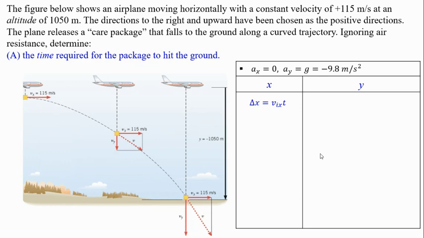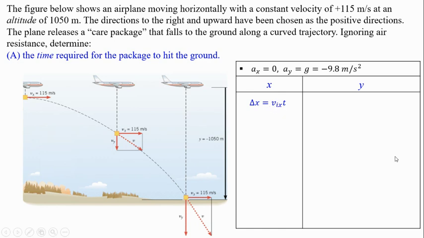So I would just set this up. Delta x is equal to VIX times t. You notice here the 1/2 a t squared term in the horizontal direction is no longer present because ax is 0. So that 1/2 ax t squared would simply cancel out, and I left that out of my work here. So the horizontal displacement is simply the initial velocity in the horizontal direction times time.